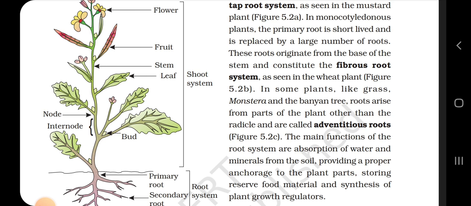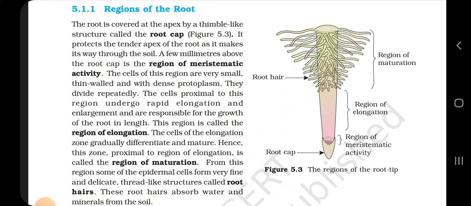The main functions of the root system are absorption of water and minerals from the soil, providing proper anchorage to the plant parts, storing reserve food material and synthesis of plant growth regulators. 5.1.1 Regions of the root. The root is covered at the apex by a thimble-like structure called the root cap, figure 5.3.